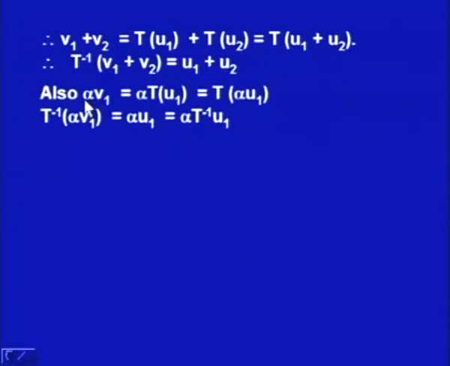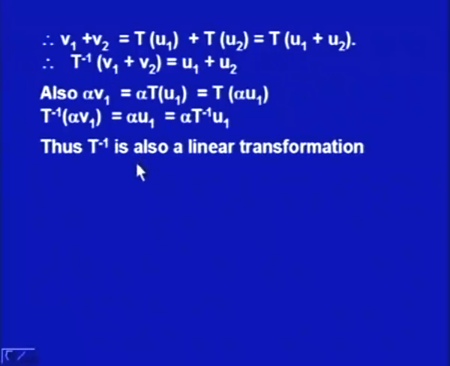The second is alpha V1 is equal to alpha T U1, which is equal to T times alpha U1, T being a linear transformation. So, from alpha V1 is equal to T of alpha U1, we can write down T inverse alpha V1 is equal to alpha U1, or it is equal to alpha times T inverse V1. So, homogeneous property is also satisfied, and hence one can say that T inverse is also a linear transformation. So, if T is linear, then T inverse is also linear, provided it is 1-1.